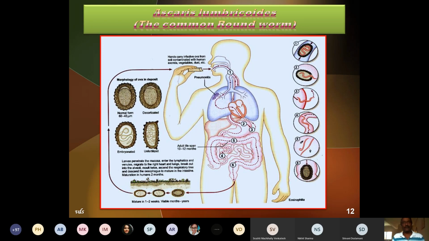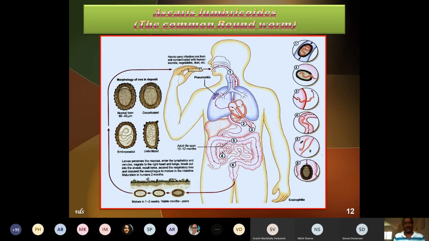After getting sexual maturation here, the fourth molting takes place and the male and female mate together. After mating, the female produces eggs in the uterus. Two lakh eggs can be liberated by a female per day. Such eggs are thrown out in the intestine by the female, and they are initially immature. When they come out along with the feces, they undergo maturation in the soil to get converted into an embryonated form, and again it infects another host.